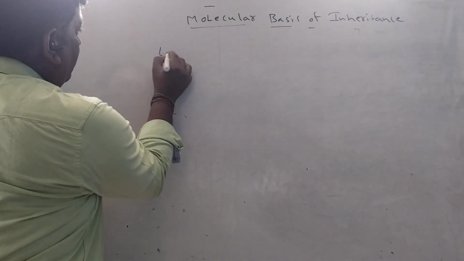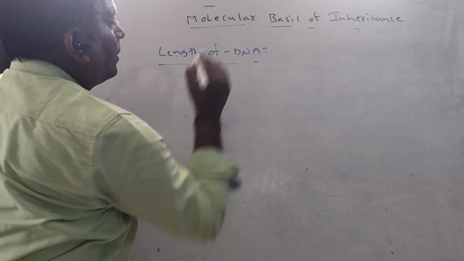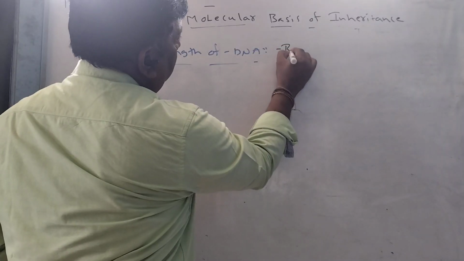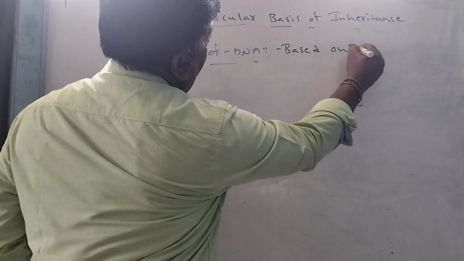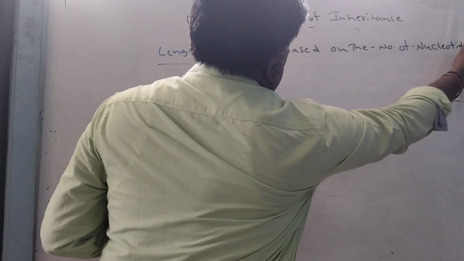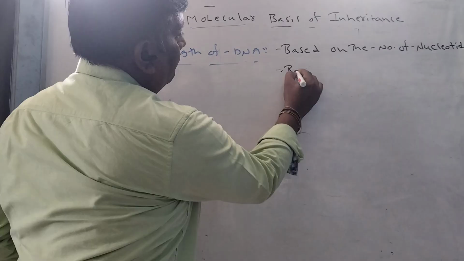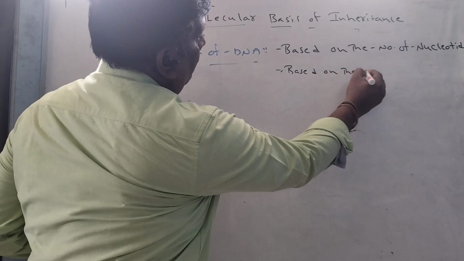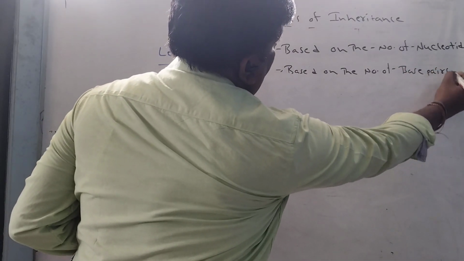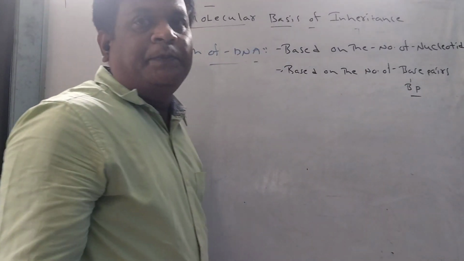Here is the length of DNA, based on the number of nucleotides and based on the number of base pairs. We can use the symbol bp. bp means base pairs, right?